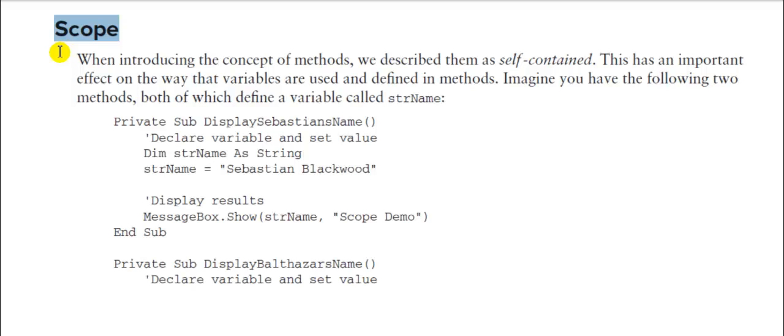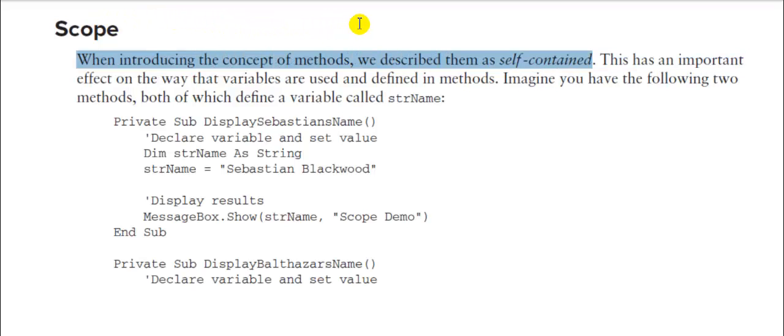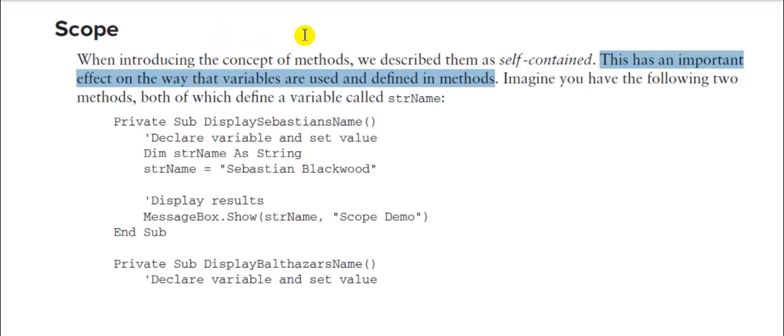So that has to do with the scope of the variable inside a method. When introducing the concept of methods, we described them as self-contained. So a method is self-contained, right? It means that everything inside the method exists for and by itself. But actually that's not quite true if you use the by-ref keyword. Anyway, this has an important effect on the way variables are used and defined in methods.